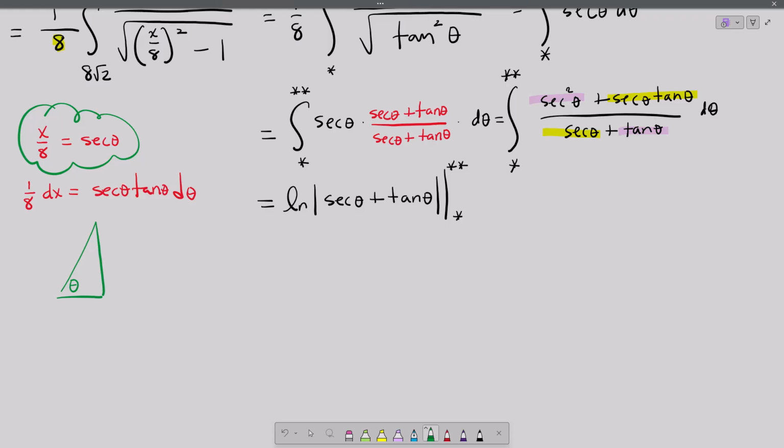So we look at our substitution step. Secant is x over 8. If you wanted, you could convert that to cosine. You don't have to. Secant is x over 8. Secant is hypotenuse over adjacent. So hypotenuse over adjacent needs to be x over 8. That then leaves us with an unknown side over here. We use the Pythagorean theorem to figure out that side. That will be the square root of x squared minus 64.